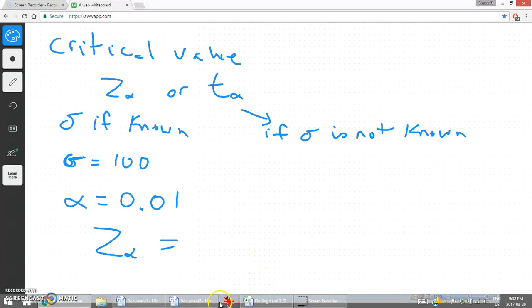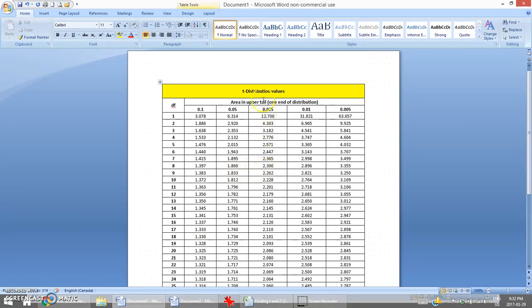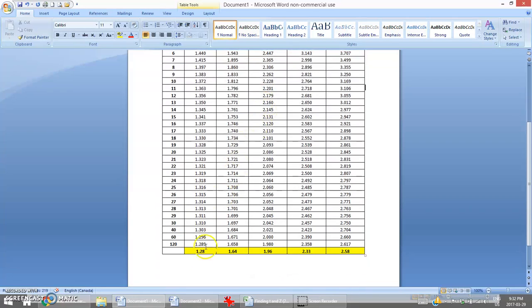We can find that by looking at our T distribution table, because we know that the bottom row contains Z values. We're going to be using a Z value because we are given the population standard deviation.